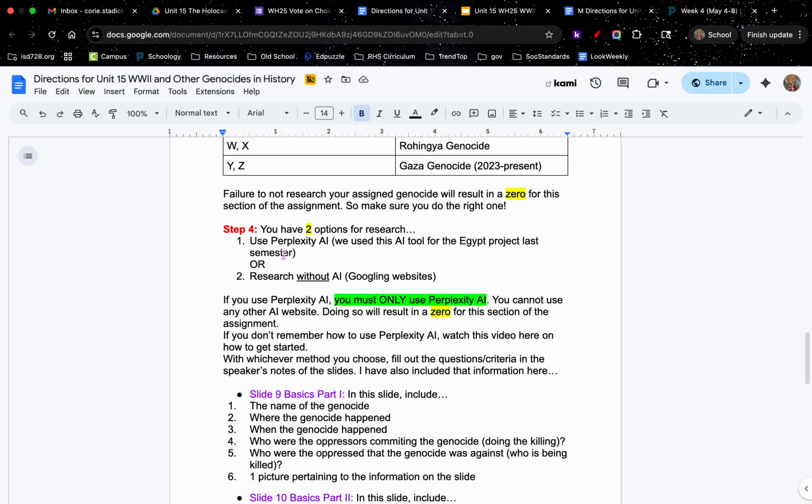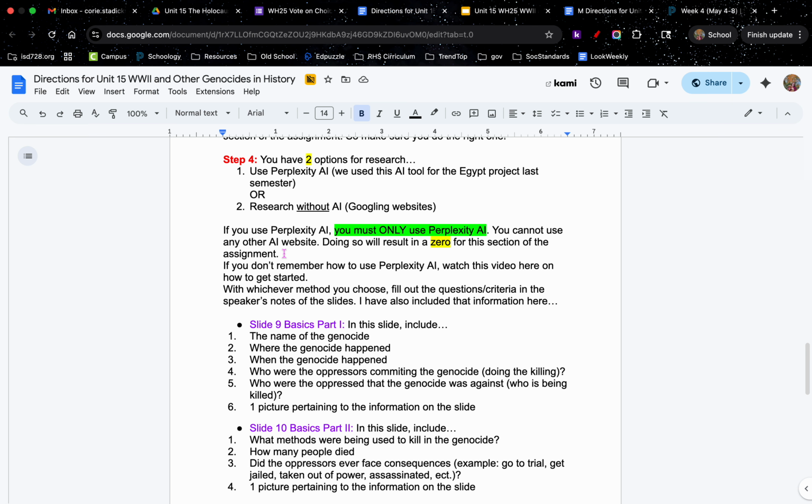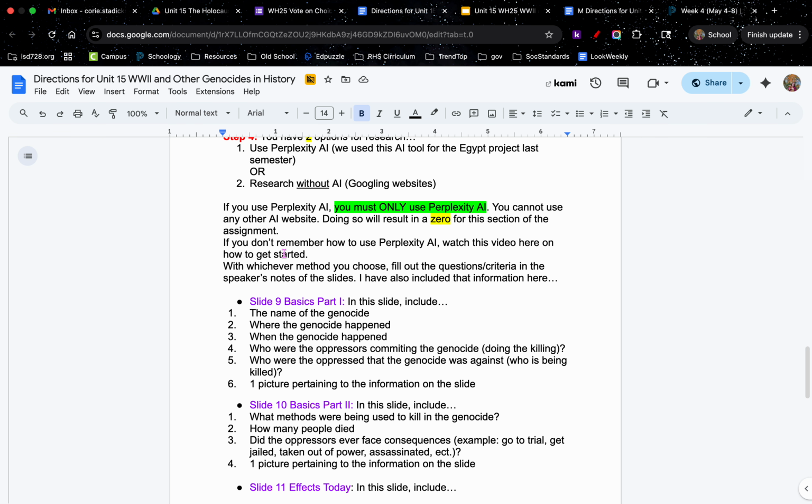But if you are using Perplexity AI, make sure that it is only Perplexity AI. Don't use any other AI stuff. So just make sure it's Perplexity specifically. Doing so will result in a 0 for the section of this assignment if you use other AI things like, I don't even know, like chat or whatever else. There's a ton of them out there.